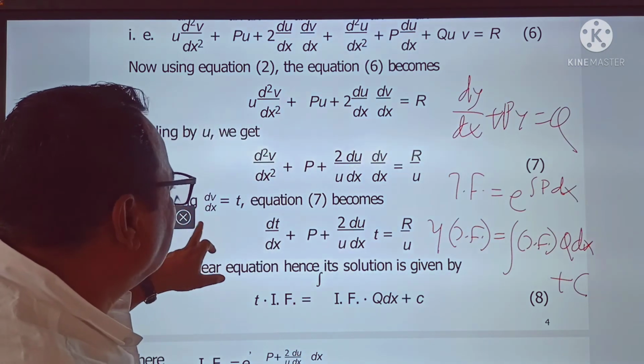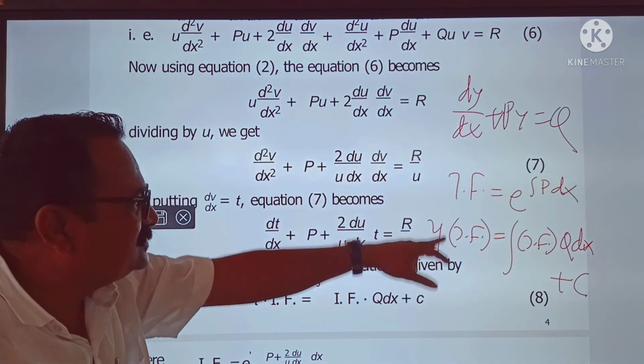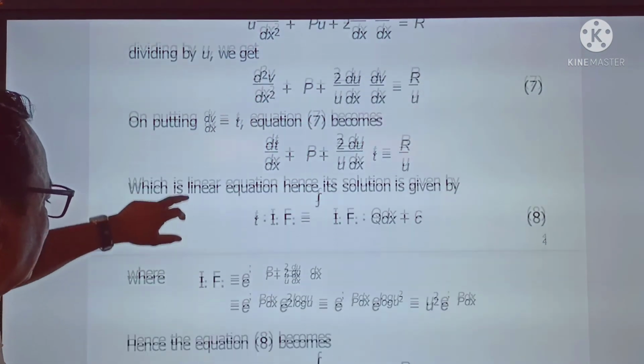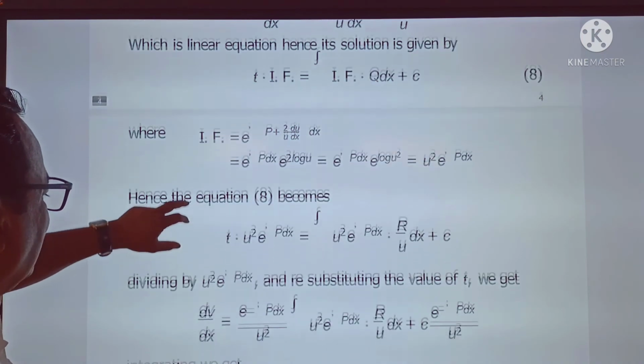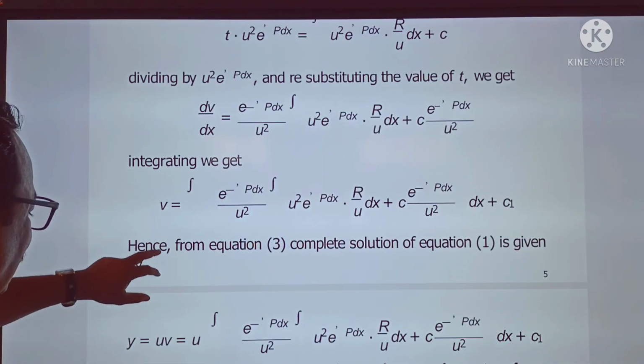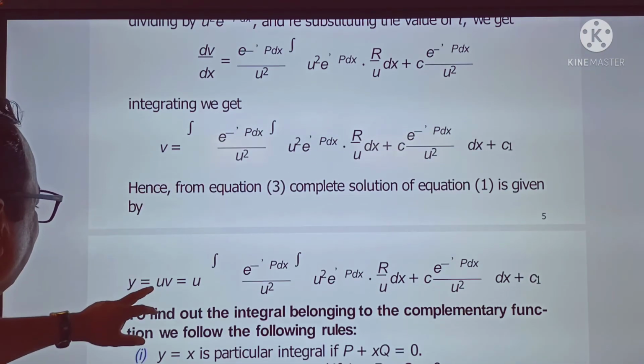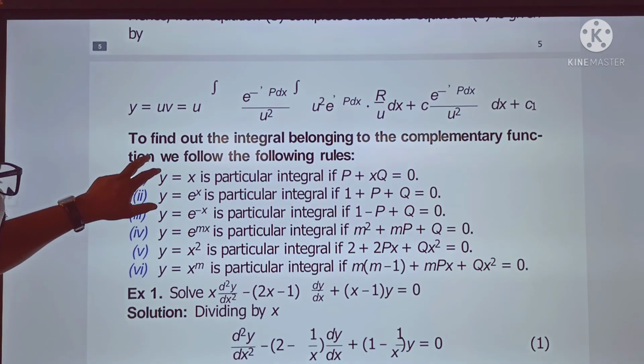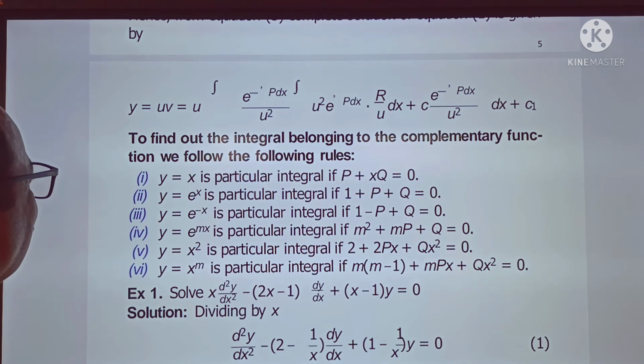Okay, we know this one. So this can be solved by using this one. Writing the solution, we get the integrating factor and we get the value of phi. Substituting the value of phi in y is uv, we get the complete solution of the given differential equation.